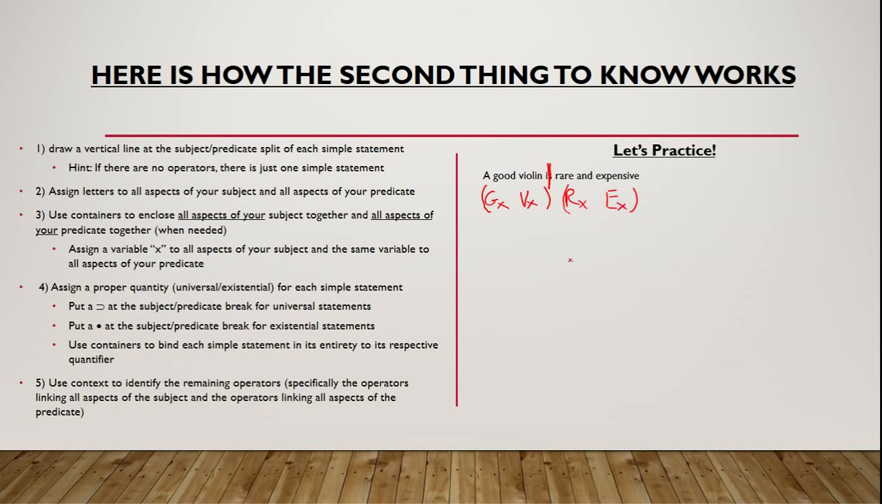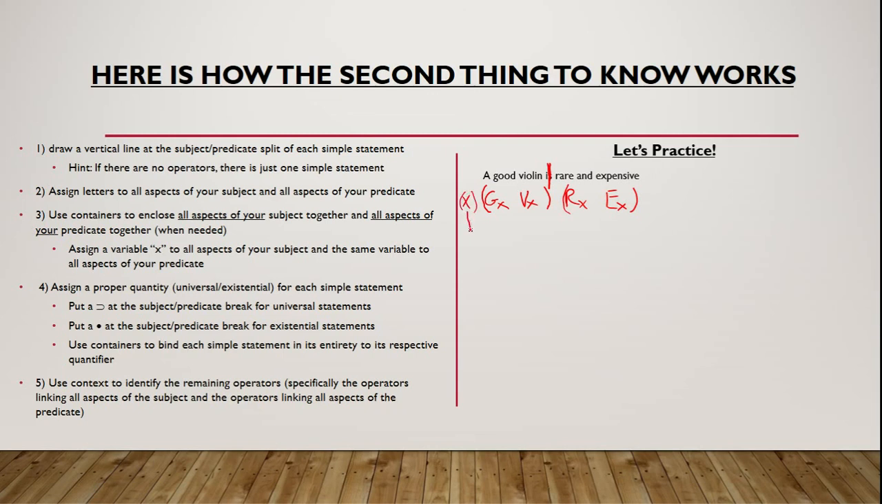Step 4, we're assigning a proper quantity, universal or existential, for each simple statement. A good violin is rare and expensive. Does that mean there is a good violin that's rare and expensive, or does it mean if you're going to find a good violin, then you've got to pay up for it? I think it means the latter, that anytime you find a good violin, it's going to be rare and expensive. They're just hard to come by and they cost a lot. So I'm reading that as a universal statement.